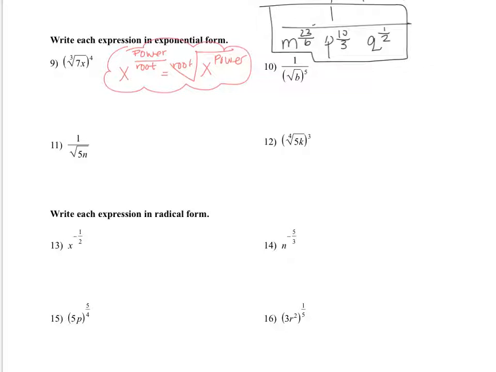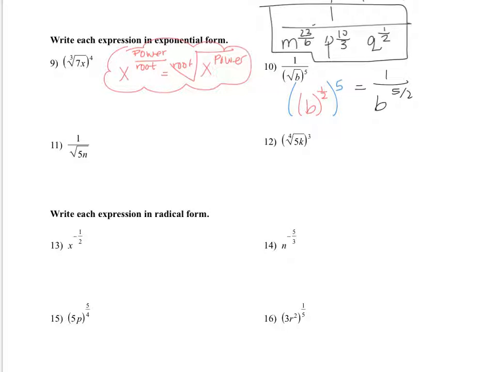So the first thing that I'm going to do with number 10 is I'm going to recognize that this is a square root, and that's one of those common things that we talked about. Anything under a square root is the same thing as saying b to the 1/2. And I'm going to raise that to the 5th power. So again, when I raise a power to a power, I'm going to multiply. So it's 1 over b to the 5/2.